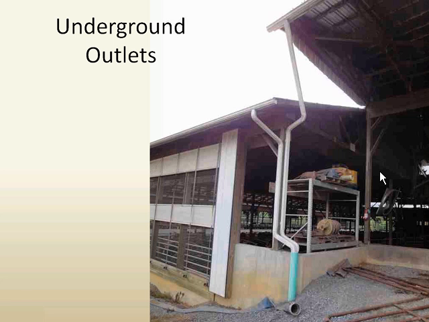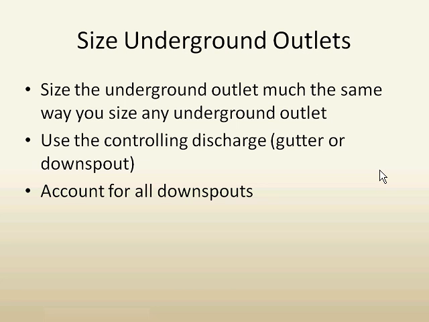Underground outlets can collect water from multiple roofs. They can be routed around a facility. You size the underground outlets much the same way that you size any underground outlet. You're going to look at the controlling discharge coming into them, which is, what's the size of the roof, what's the peak coming off the roof, and that it's coming in at different points, and make sure that at each point where you have a downspout coming into your outlets, you have enough capacity to carry all of the discharge at that point.